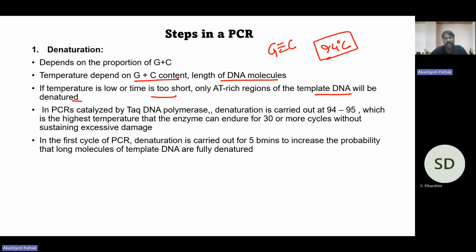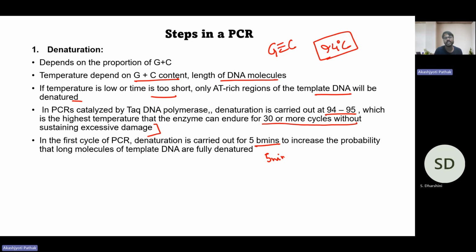So in PCRs catalyzed by Taq DNA polymerase, denaturation is usually carried out at 94 to 95 degrees Celsius, which is the highest temperature that the enzyme can endure for 30 or more cycles without sustaining excessive damage. So Taq polymerase is a thermostable enzyme. It does not get denatured even at 94, 95 degrees Celsius. Okay. So the denaturation is usually carried out for 5 minutes.